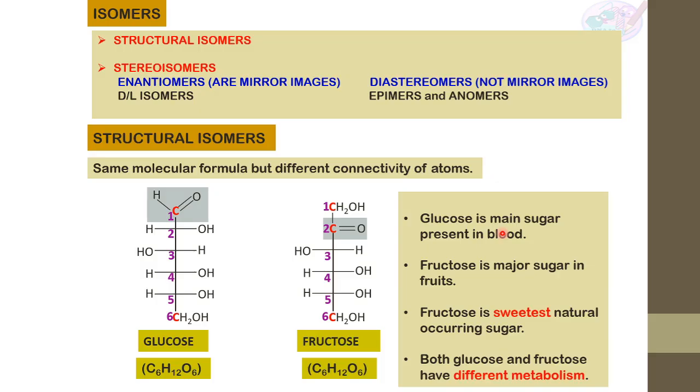Glucose is the main sugar present in our blood, and fructose is the major sugar present in fruits. Fructose is the sweetest naturally occurring sugar, and glucose and fructose have different metabolism. Glucose is metabolized in almost every cell, while fructose is mainly metabolized in the liver.